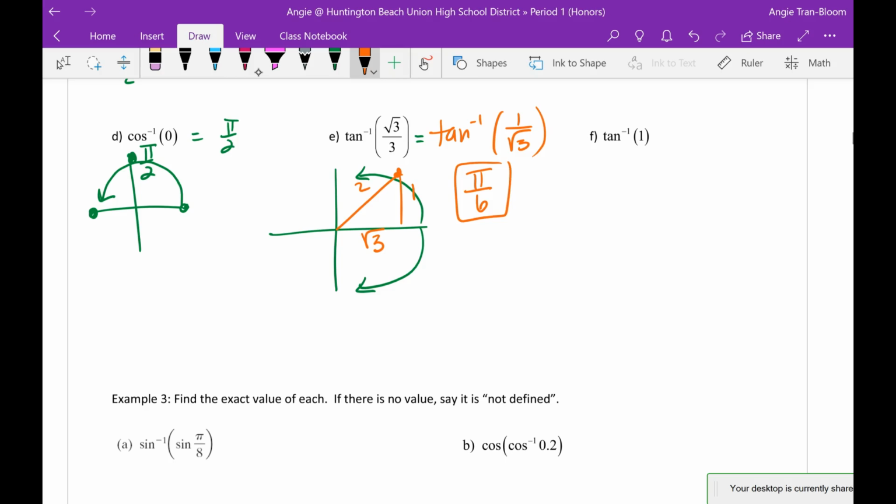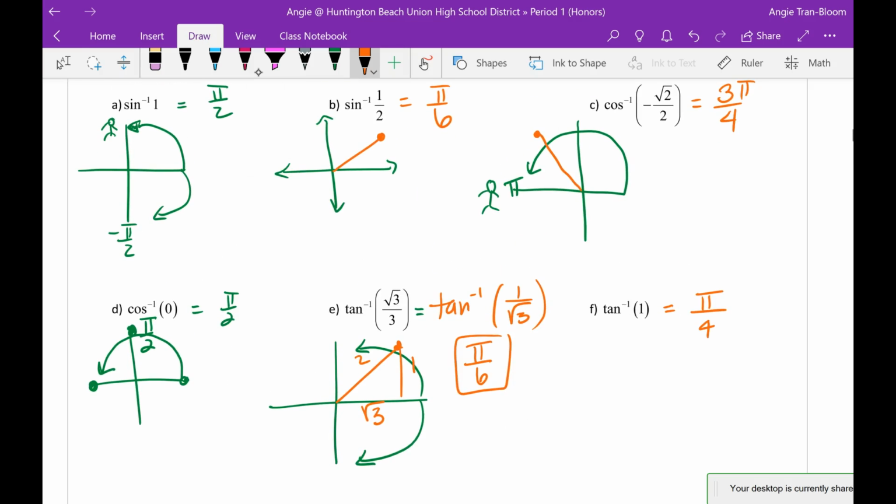And last one. What quadrant should the answer come from? 1. What angle? I love these. Pi over 4. Yeah, because tangent of pi over 4 or a multiple of pi over 4 will give me 1 or negative 1. All right. Refresh. Those are just like singles.